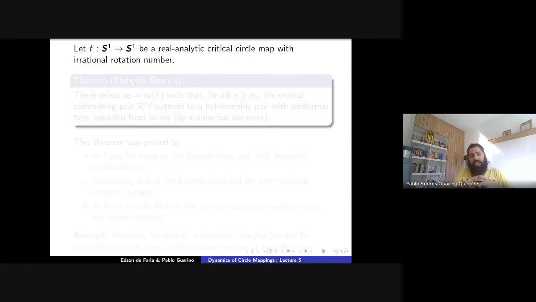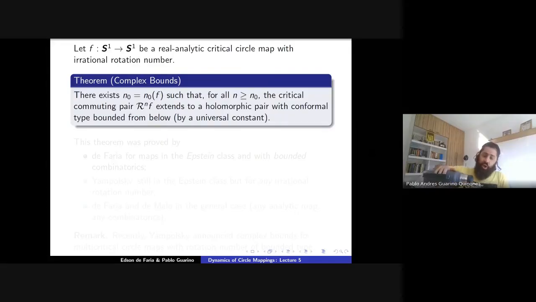So again, you have the unit circle. Now we are thinking of the circle inside a cylinder, right? And then what we have is a holomorphic map defined in an annulus. We don't know how big this annulus is, but there is an open annulus around the unit circle where F extends as a holomorphic map. Of course, we are assuming irrational rotation number just to be infinitely renormalizable. This is clear from lecture 4, I hope. And then the statement is what I was saying. After a few renormalizations, your real one-dimensional critical commuting pair R^n of F extends to a holomorphic commuting pair in the way previously defined. And moreover, your conformal type will be bounded from below. This is the statement of the complex bound.